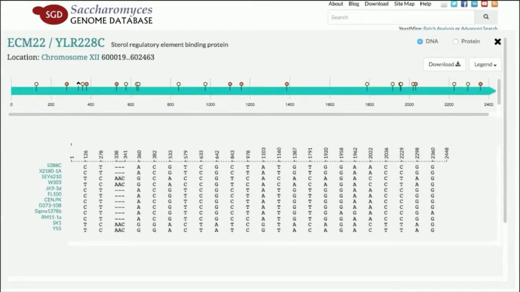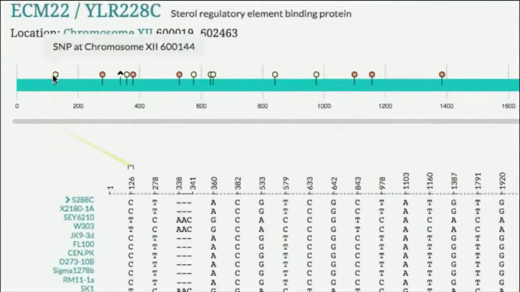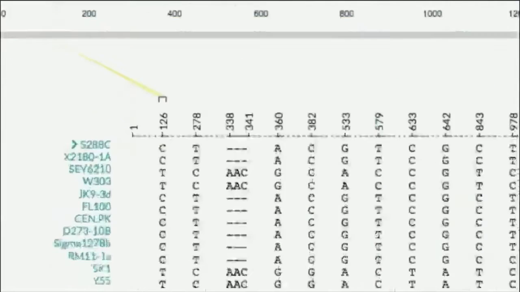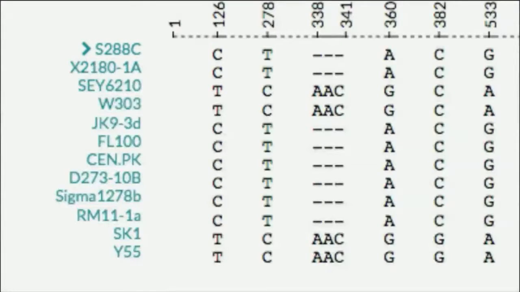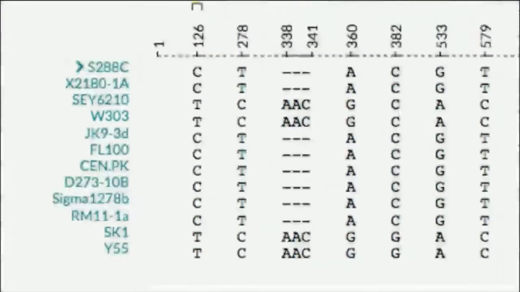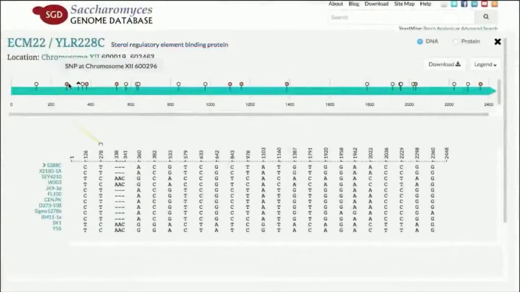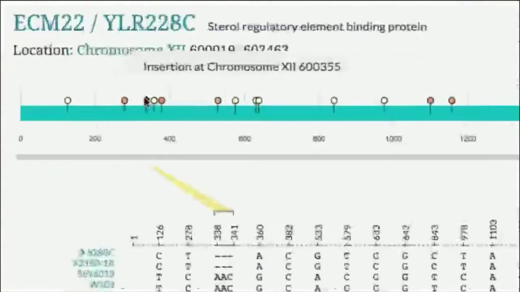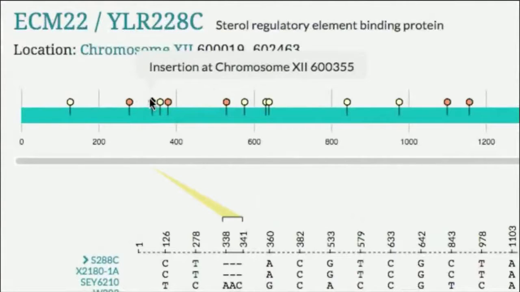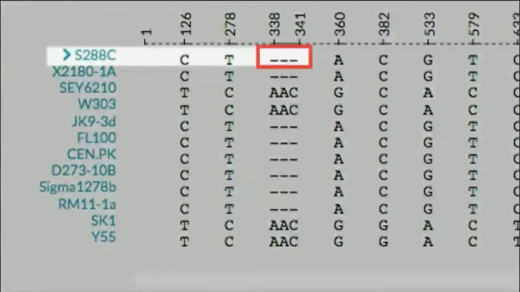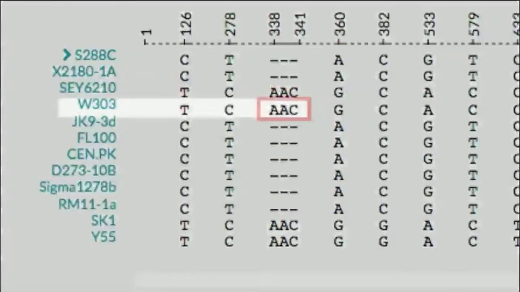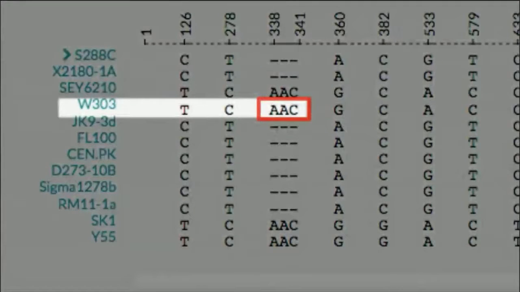Hover over any of the lollipops to highlight the columns where the nucleotide change is shown. For example, here we see that at nucleotide 126, strain S288C encodes a cytosine, while W303 encodes a thymine. Moving over to the next lollipops, we see that there is an insertion at nucleotide 338. While S288C lacks this insertion, as shown here, strain W303, among other strains, has it.